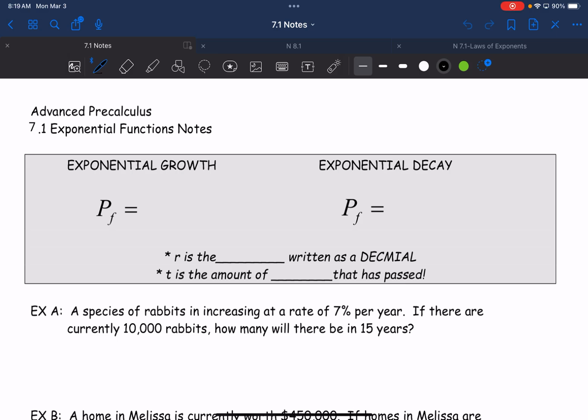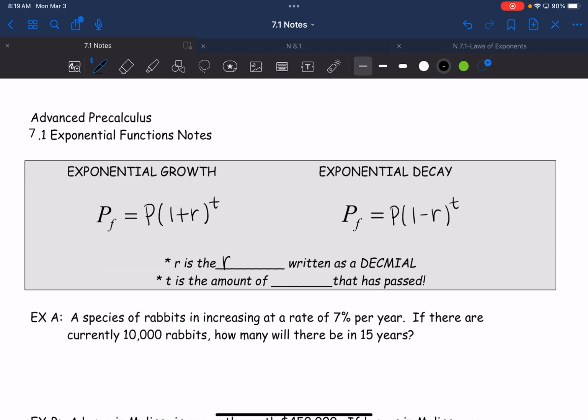So your exponential growth formula is going to be P times (1 plus r) raised to the t power. And your exponential decay is almost exactly the same, but instead of 1 plus r, it's 1 minus r. And in this equation, that r represents the rate at which we are growing or decaying.